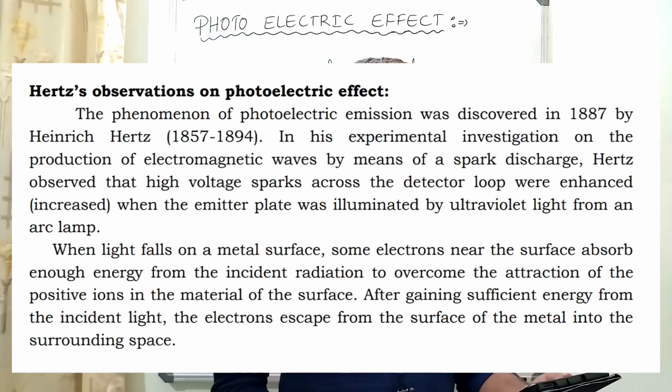In his experimental investigation on the production of electromagnetic waves by means of a spark discharge, Hertz observed that the high voltage sparks across the detector loop were enhanced or increased when the emitter plate was illuminated by UV radiation or light from an arc lamp. When light falls on the metal surface, some electrons near the surface absorb enough energy from the incident radiation to overcome the attraction of the positive ions in the material of the surface. After gaining sufficient energy from the incident light, the electrons escape from the surface of the metal into the surrounding space. So this is the theory behind this.